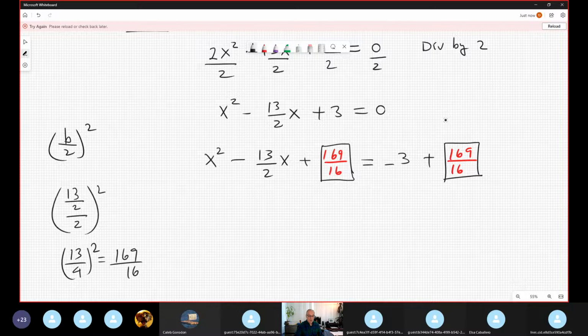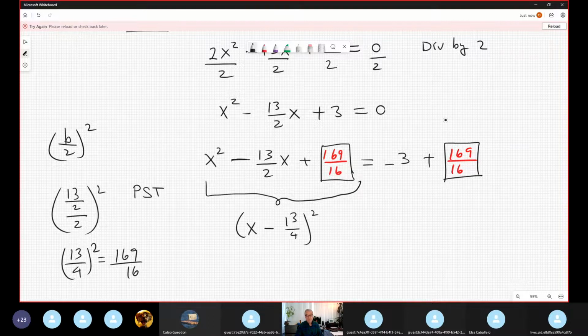Okay, now in this moment, I am 100% sure our trinomial here is a perfect square. Perfect square trinomial. And the factorization is x minus, this sign is important, it's always positive, and the square root of this guy is 13 over 4. Is equal, and we combine together. Let me put it in my calculator: 169 over 16 like a fraction, minus 3, or 121 over 16.